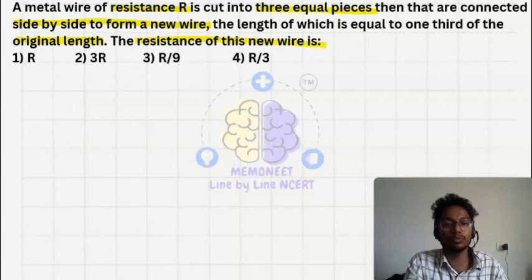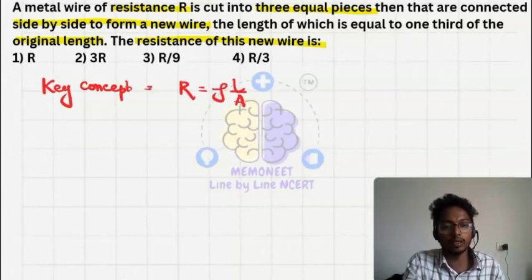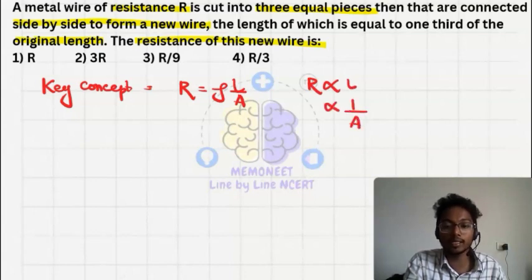So we know the key concept here: resistance R is equal to rho into L by A. It means resistance is directly proportional to length and inversely proportional to the area of cross section. So as the length changes, the resistance will change. When we have the length of the wire as L, the resistance R is equal to rho into L upon A.